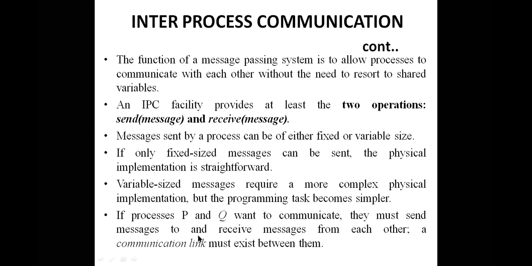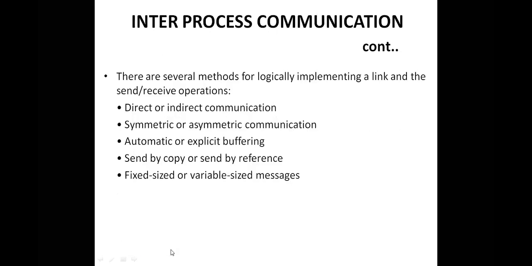If 2 processes are willing to communicate with each other, definitely there should be some communication link between the 2 processes. For example, in our example there are 2 processes, P and Q. P is willing to send information to Q, or Q will send information to P. In order to send or receive messages, there should be a communication link between the 2 processes.